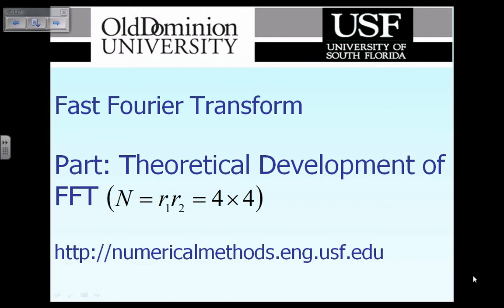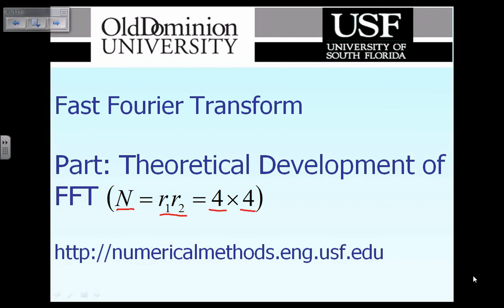In this lecture, we'll continue to talk about the big topic, which is fast Fourier transform, and in particular, we will talk about the theoretical development of the fast Fourier transform, FFT, for the case where capital N, which is the number of sample data points, can be expressed as the product of the two integers R1 times R2, where each of R1 or R2 could be any integer number. In particular, for this specific case, we want to see what happens when R1, let's say, equals 4 and R2 is equal to 4.